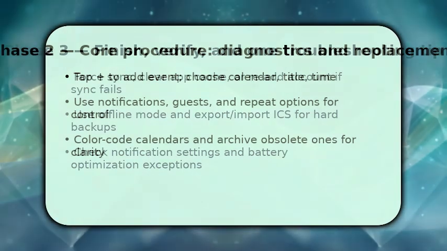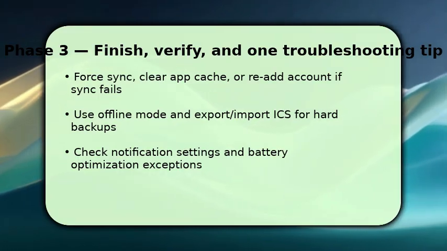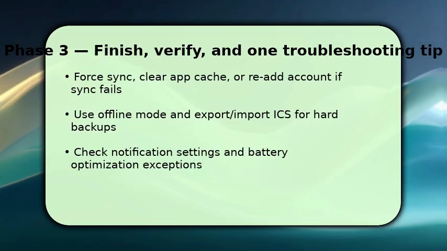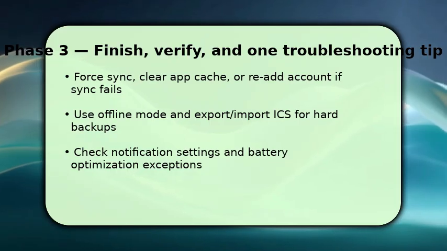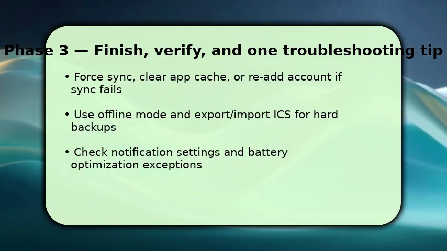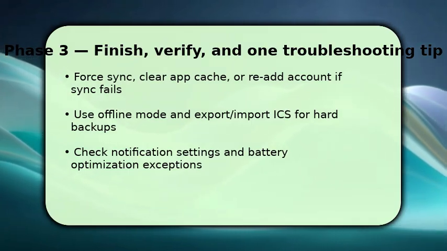To finish, review event details and confirm attendees accepted. This closes the loop. If events don't appear, force a sync. Open settings, right arrow accounts, right arrow Google, right arrow sync now. If that fails, clear the calendar app cache or remove and re-add the Google account. These steps resolve most sync issues.